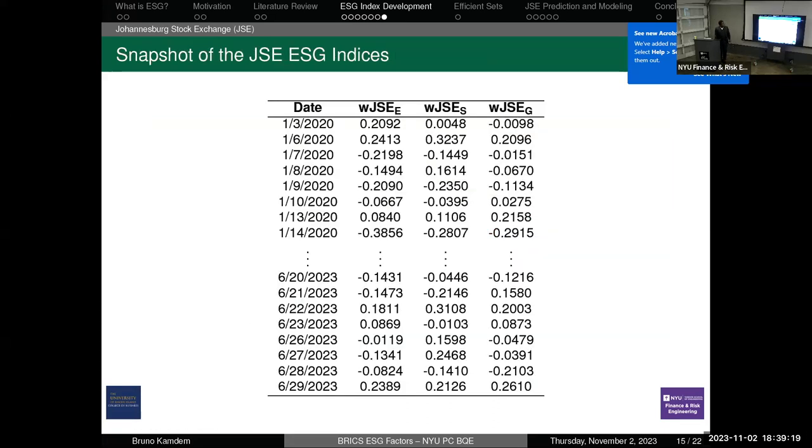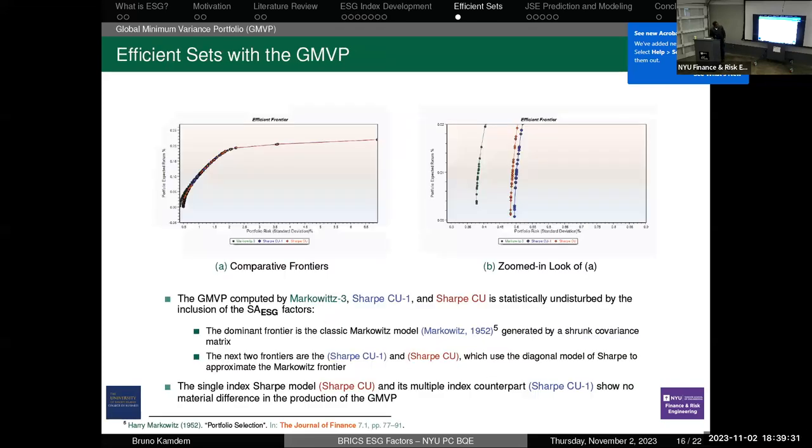Okay, now this is just a snapshot of the GSE ESG indices from our studies. So next, we're going to look at something else, something very interesting. This is the efficient set with the GSE and the global minimum variance portfolio. On the graph on the far right, you see the zoomed-in effect of the three different frontiers we see on the left. Here on the left, you can really see what's happening, so on the right it's been zoomed so that you can see clearly. And what's happening is very, very interesting.